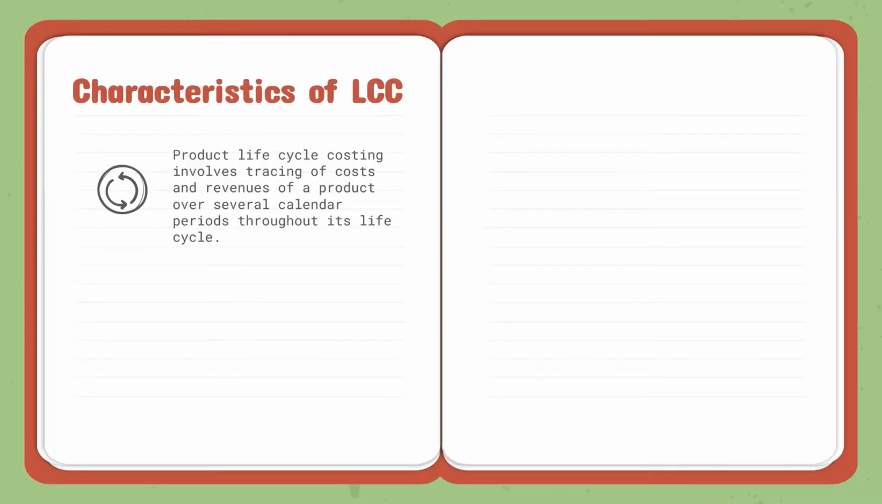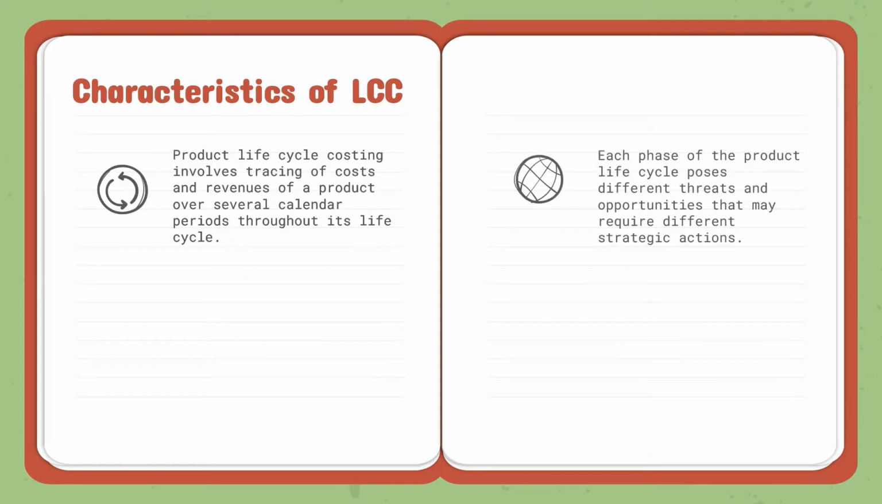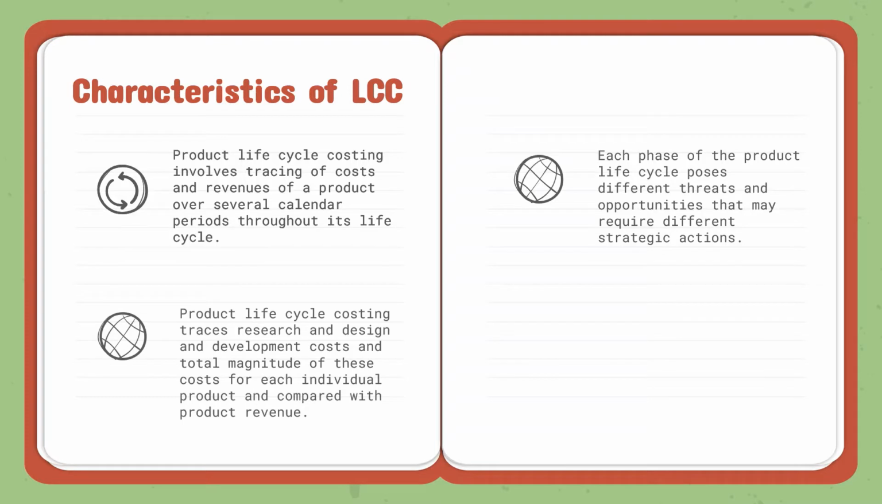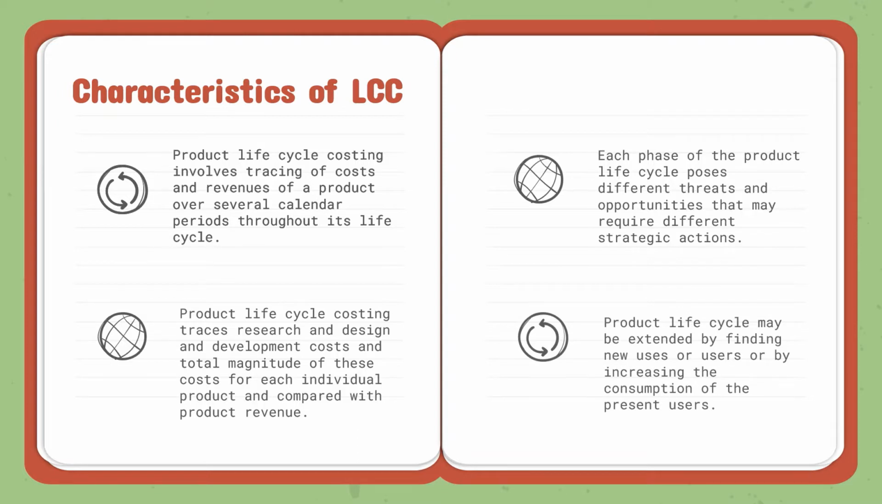Next, we move on to the characteristics. There are 4 characteristics of life cycle cost. First, product life cycle costing involves tracing of costs and revenues of a product over several calendar periods throughout its life cycle. The second one, each phase of the product life cycle poses different threats and opportunities that may require different strategy actions. The third one, product life cycle will include R&D costs that give the total magnitude of these costs for each individual product and compared with the product revenue. And the last one, product life cycle may be extended by finding new users or by increasing the consumption of the present users.